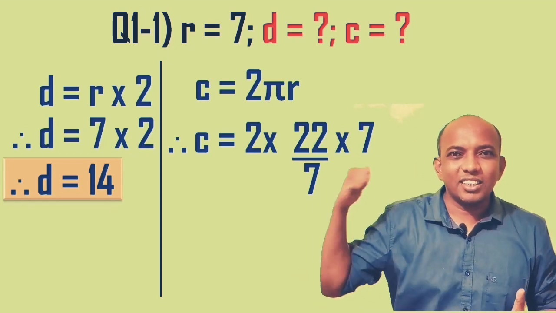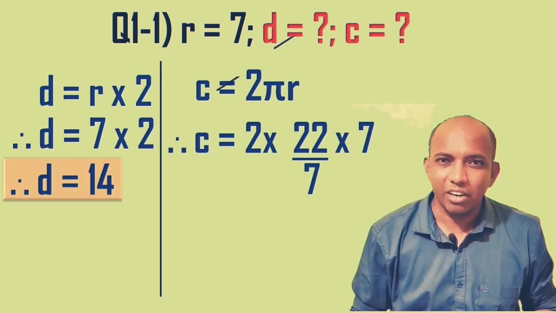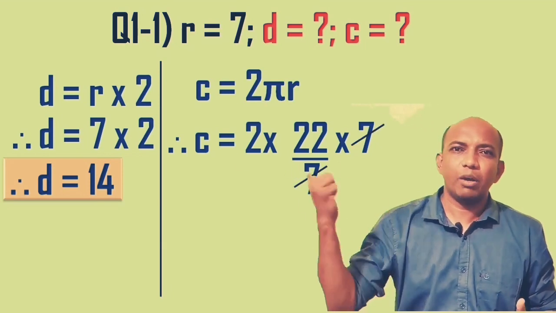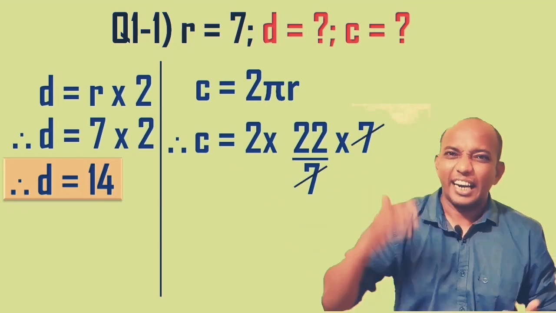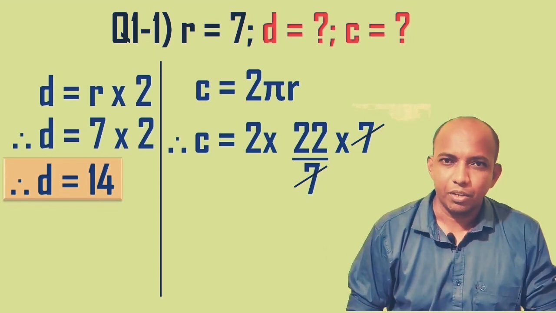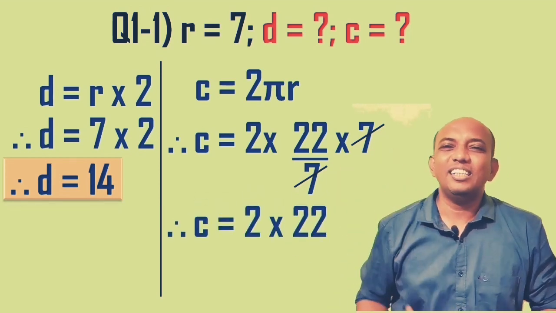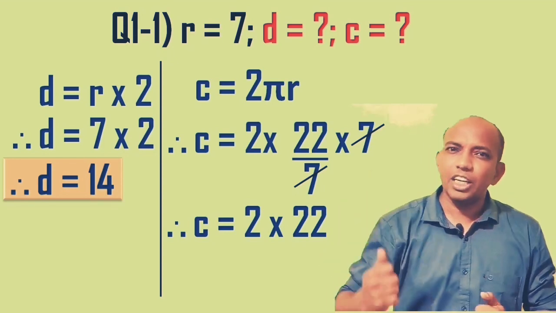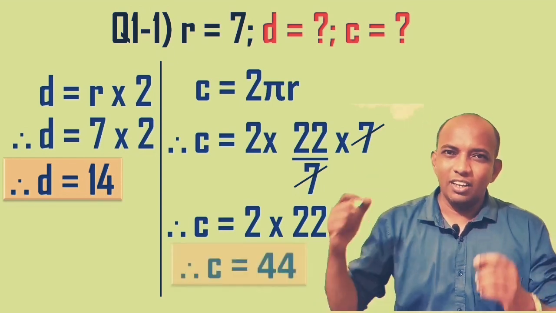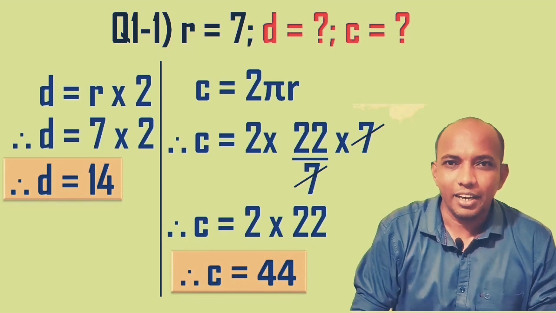So over here 7 and 7 can be cancelled out, right? So what we are left with, 7 divided by 7, answer is 1. So if we write it or not, it doesn't matter. So we are left with 2 into 22, and again child's game, right? C equals 44, and that makes my final answer, correct?